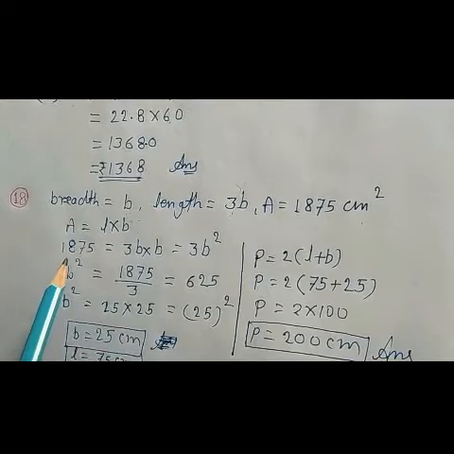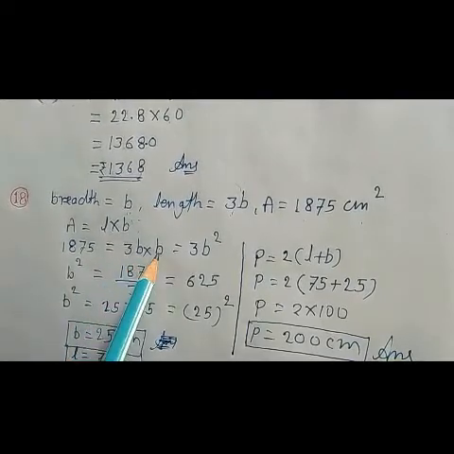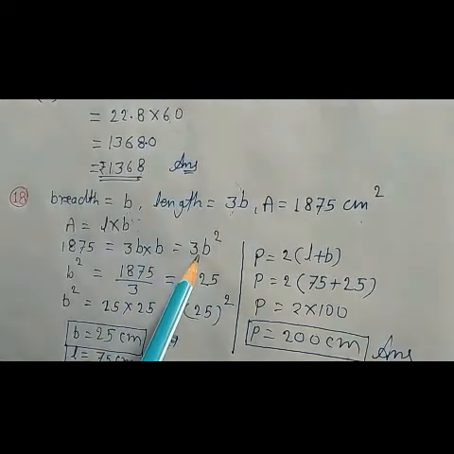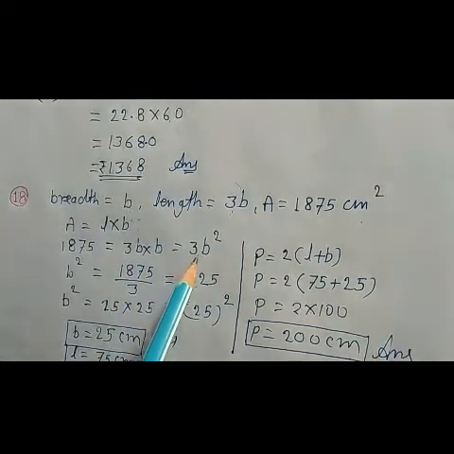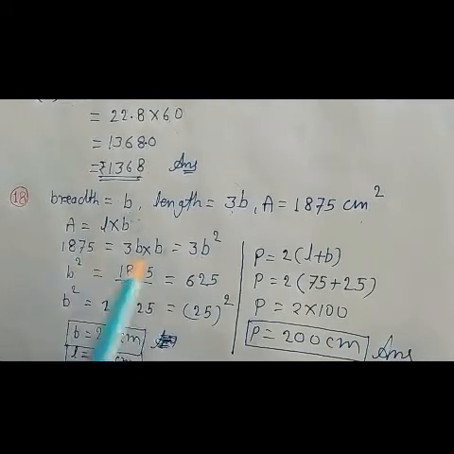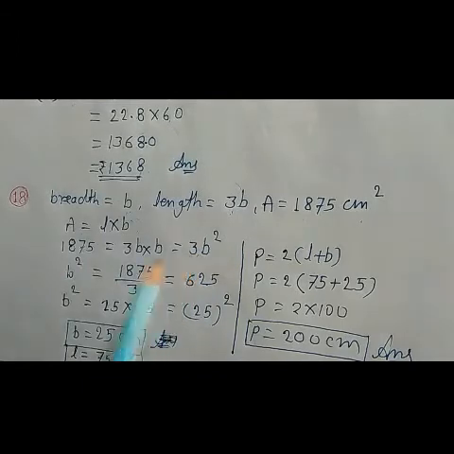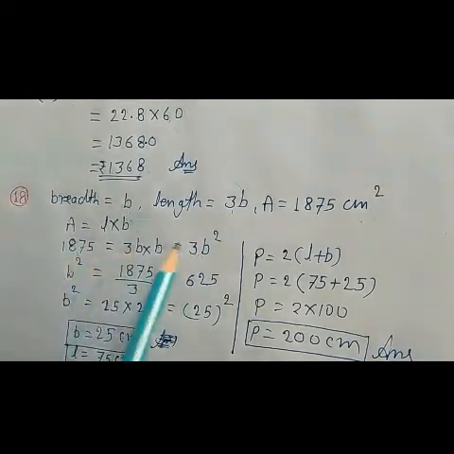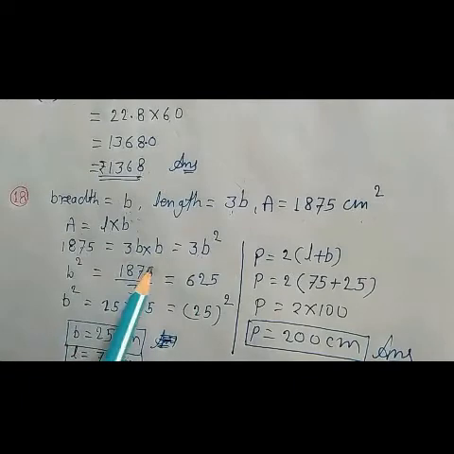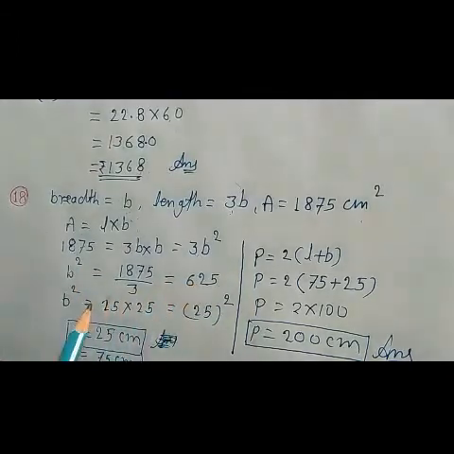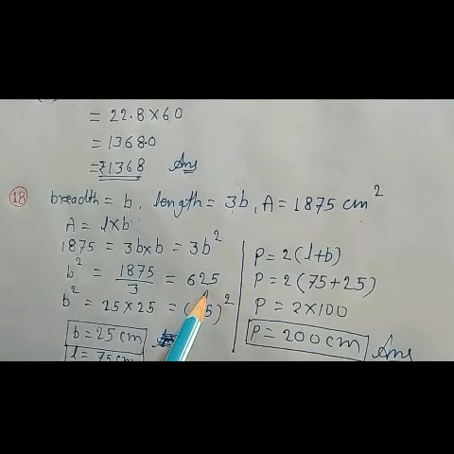Area equals length into breadth. So area equals 3B into B, B square. It means 3B square is the area. Transfer this 3. This is in multiplication, so it will go in division. Means B square equals 1875 upon 3. This will be cancelled, 625 times. Means B square equals 625. 625 will be written as 25 into 25.